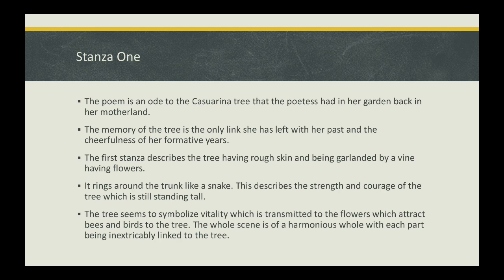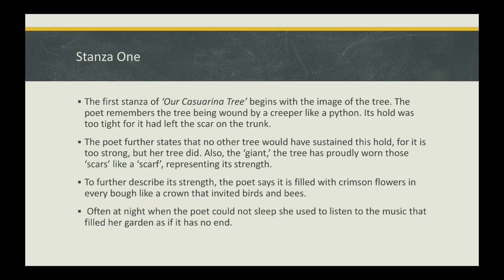Each of these parts, each of these creatures, each of the things that is part of the tree is highly linked to the tree because of its appearance, because of its great existence as a central element of these things. The first stanza of the poem begins with the image of the tree. The poet remembers the tree being girdled by a creeper like a python. So the creeper is just mentioned as a python, a strongly gripping one, like a python.